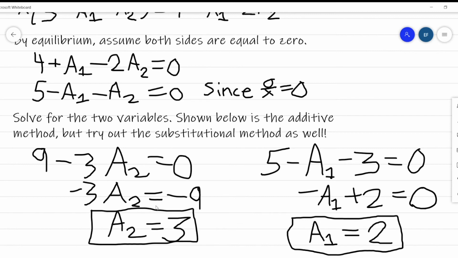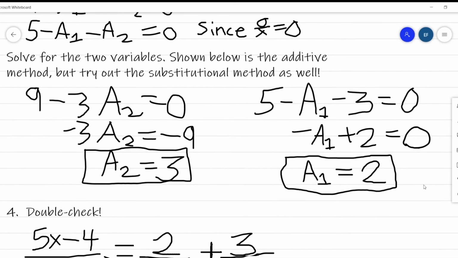So we place the 9 on the other side, divide by negative 3, and we think a2 is equal to positive 3. Plugging that into our second equation here, we know 5 minus 3 is positive 2. Place it on the other side, divide by your negative, and our best guess is a1 should be equal to 2. So great, we have our solution, right?